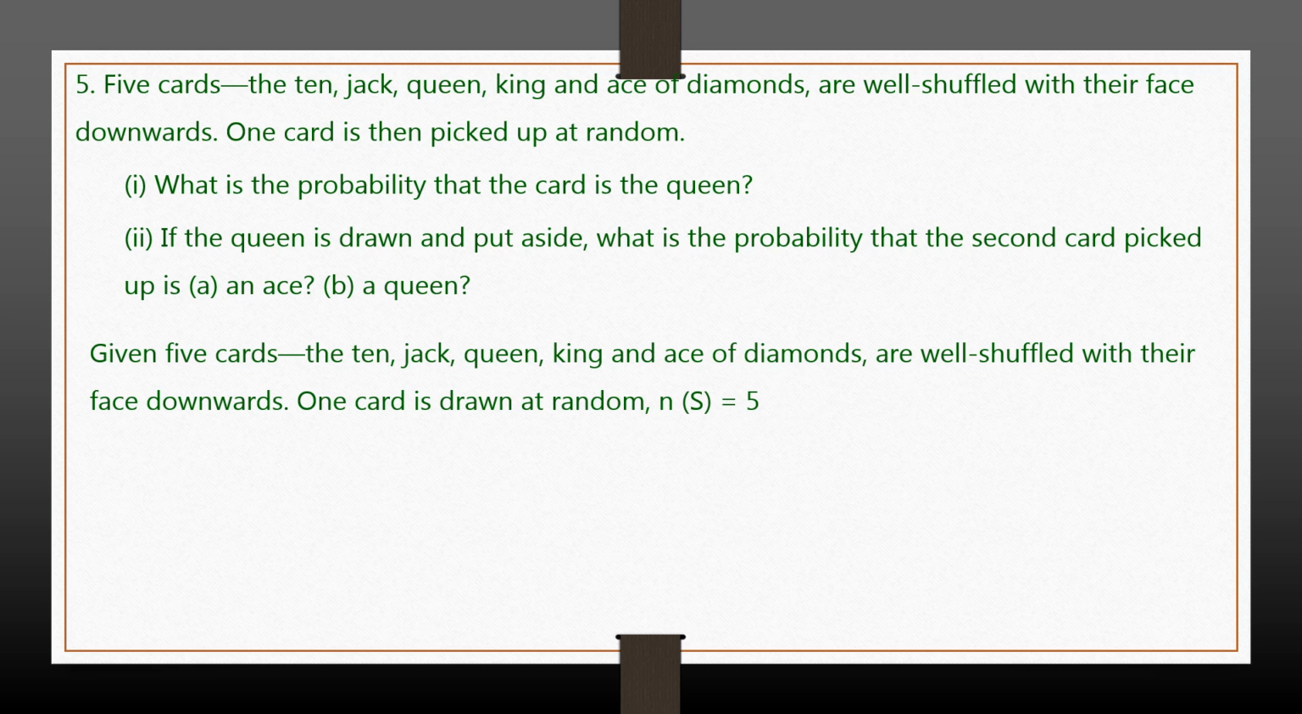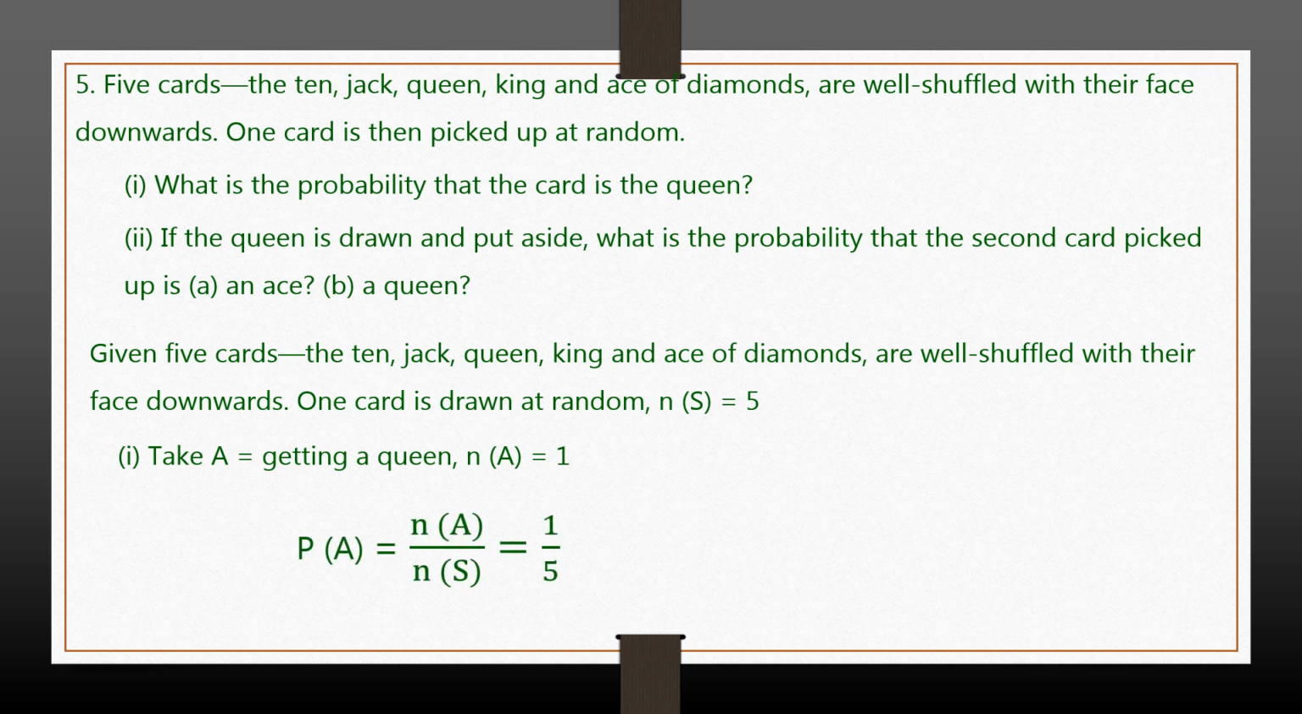Given 5 cards, the total number of cards is 5. If you select one card from these 5 cards, N of S is only 5. Take A as getting a Queen. Among the 5 cards, only one Queen is there. That's why only one card is favorable to A. N of A is equal to 1. Now apply the formula for probability. P of A is equal to N of A by N of S. That is 1 by 5.